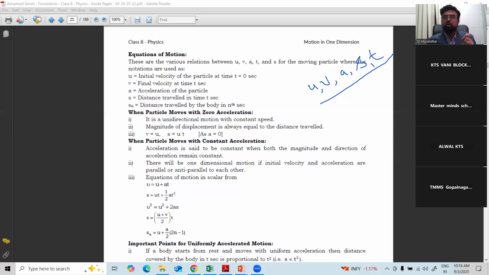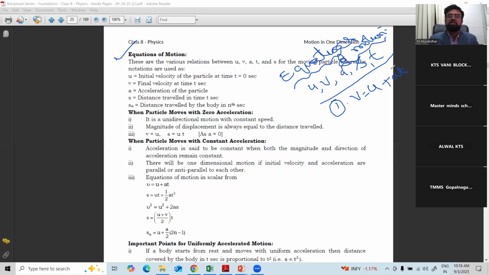The relationships among all the terminology related to motion are called equations of motion. We can find equations using all these quantities to show the relation between them. There are 4 equations of motion. First one is V is equal to U plus AT. You can note this in your notebook. Later I'll show the equations of motion and tell you how to derive them also.